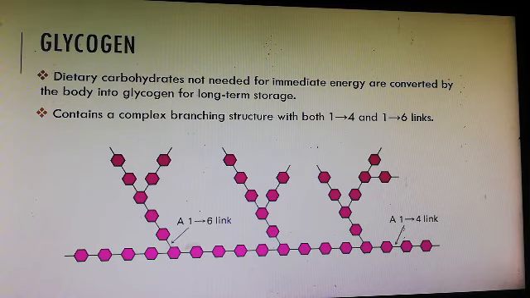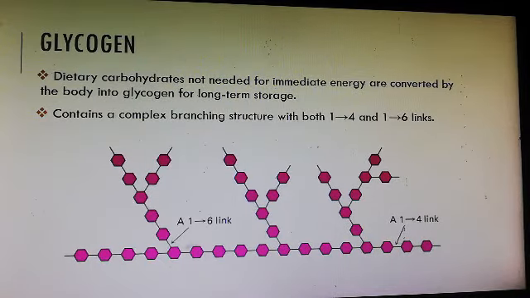So, let's have glycogen. Glycogen is a polysaccharide that serves the same energy storage function in animals that starch serves in plants. Dietary carbohydrates that are not needed for immediate energy are converted by the body into glycogen for long-term storage. Glycogen contains a complex branching structure with both 1 to 4 and 1 to 6 links. So, it's similar to amylopectin earlier. These are the hexagons. Those are glucose units.